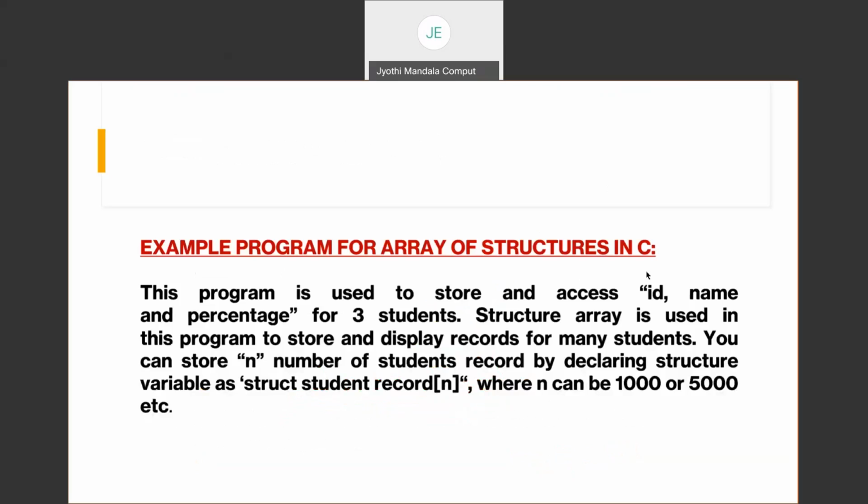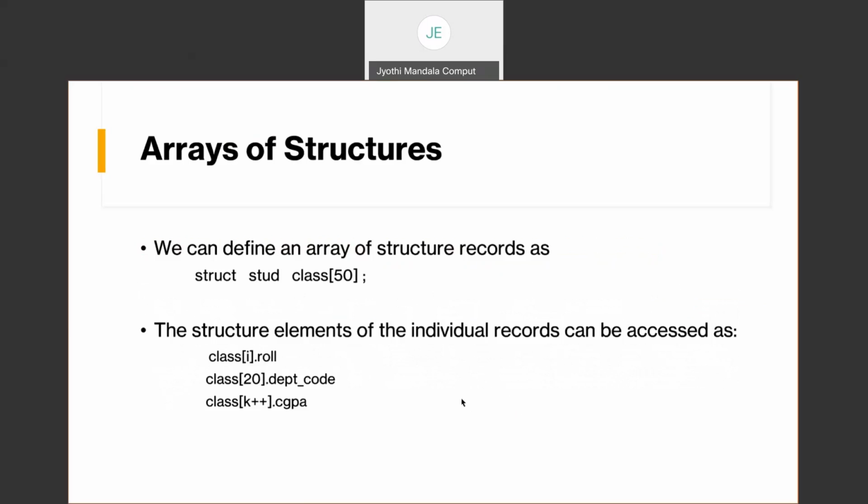So I will explain the concept with an example where we want to store and access the ID, name and percentage of 3 students. For our understanding, let us start with 3 students. We can extend that to n number of students. So I want to read the ID, name and percentage of 3 students using an array of structures. Now how can that be done, you can see here.